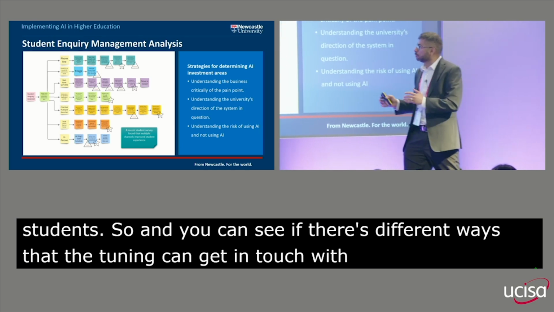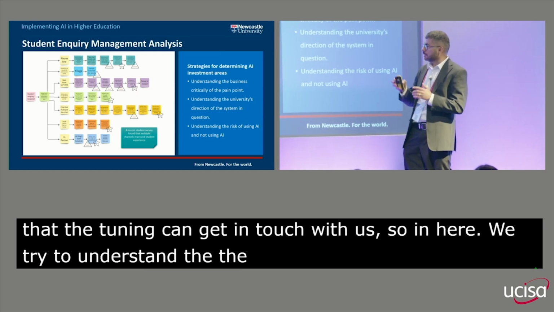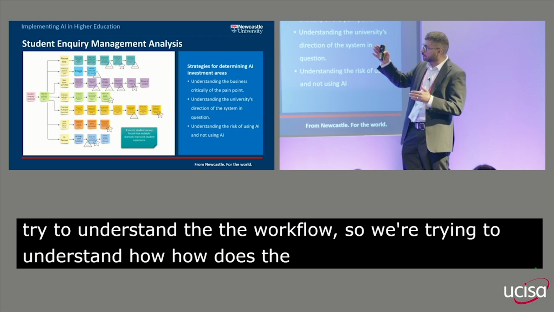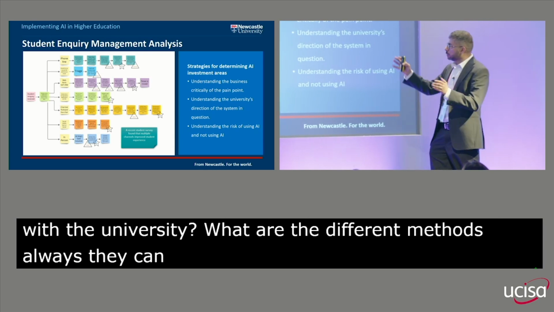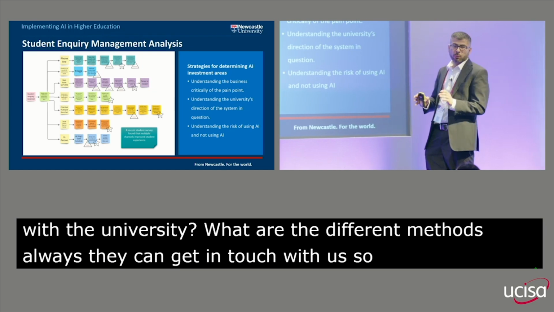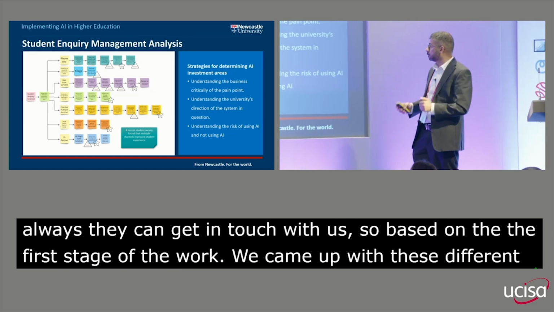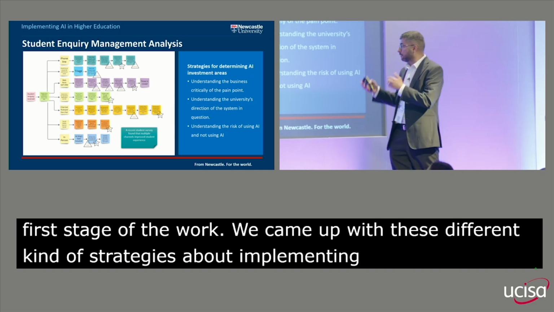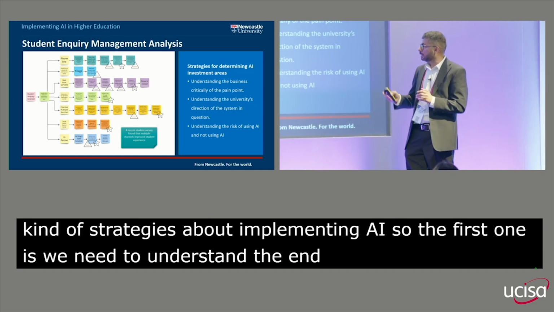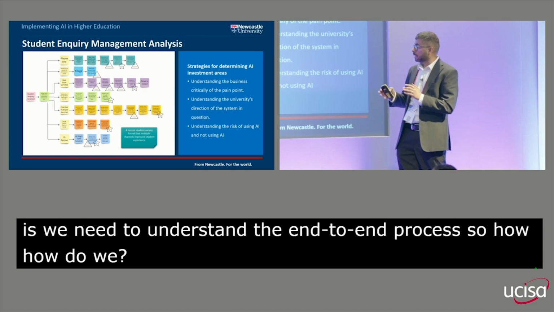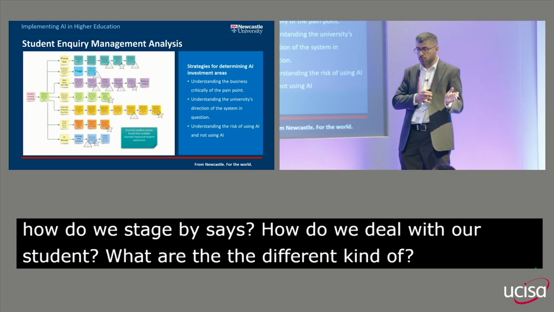So in here, we try to understand the workflow. So we try to understand how does the student get in touch with the university? What are the different methods or ways they can get in touch with us? So based on the first stage of the work, we came up with these different kinds of strategies about implementing AI. So the first one is we need to understand the end-to-end process. So how do we, stage by stage, deal with our students? How does the process go from one team to another?